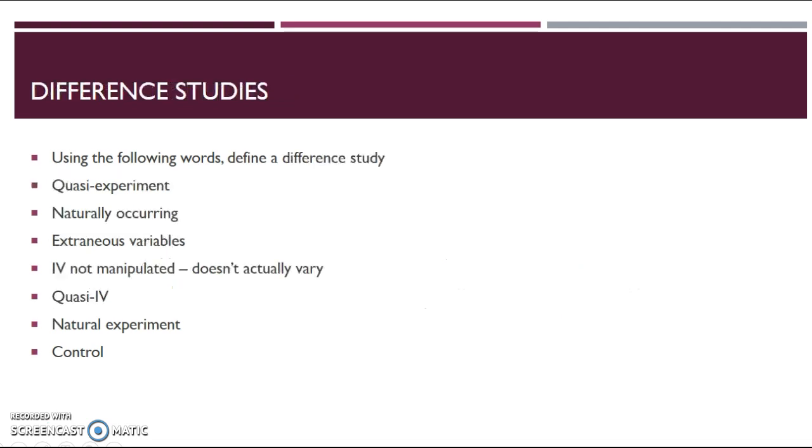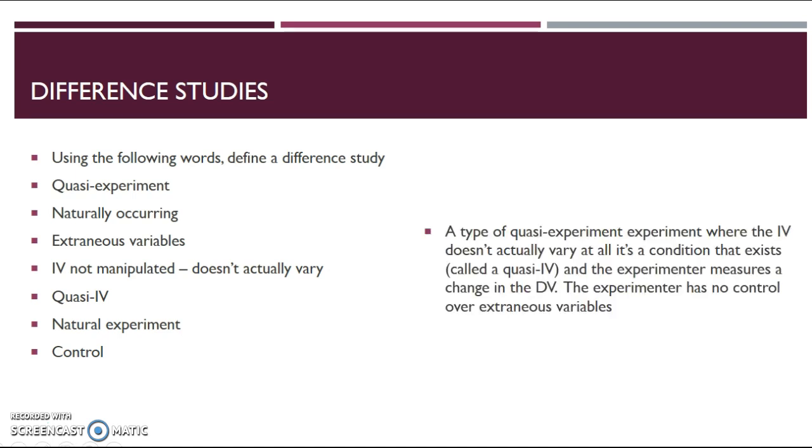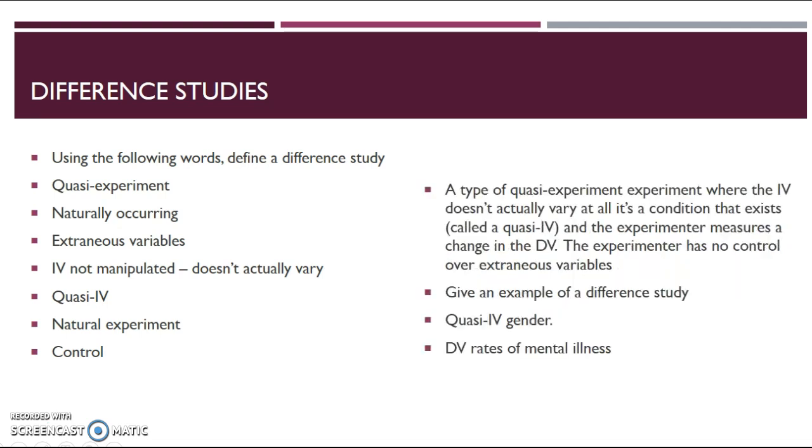Don't forget to pause here and use these ideas here to help you define what we mean by a different study. Once you've written your definition, click on to see if you've got this. Maybe you could do your own different study and use this as an example: the quasi-IV being gender, the dependent variable being rates of mental illness.